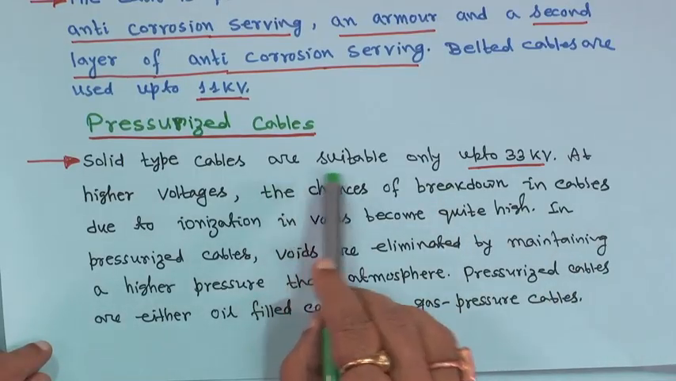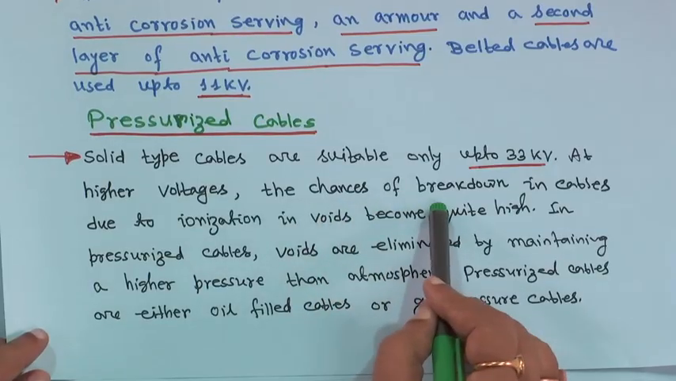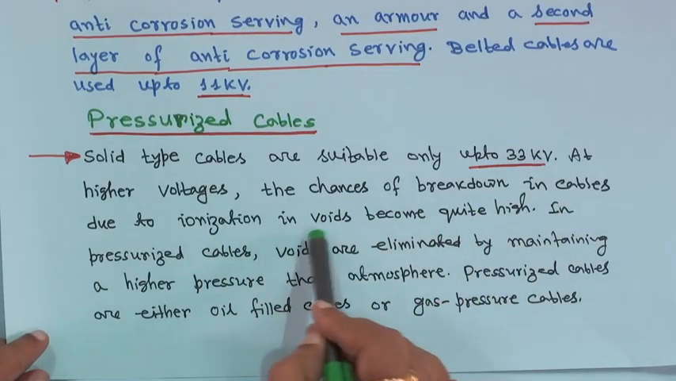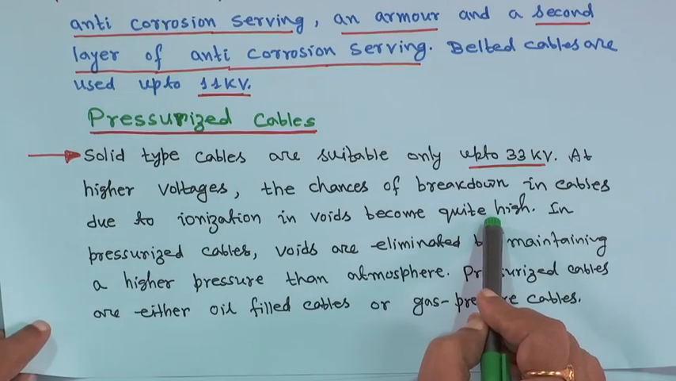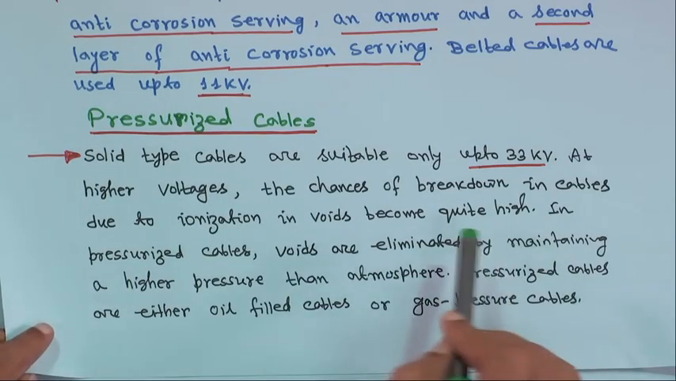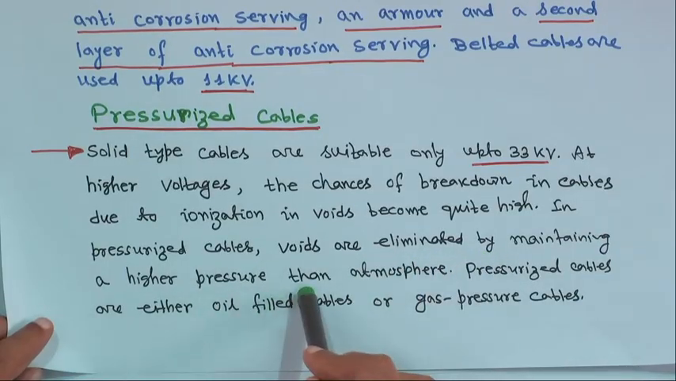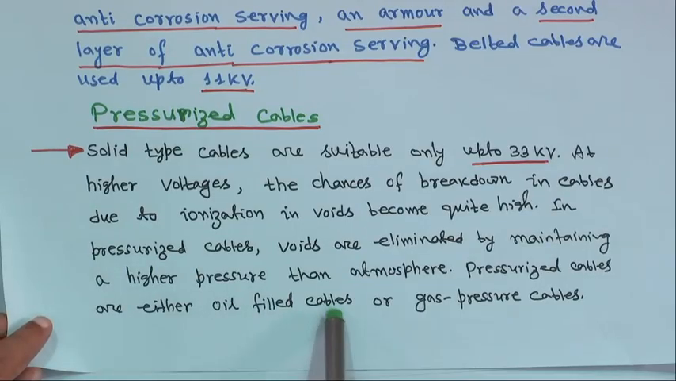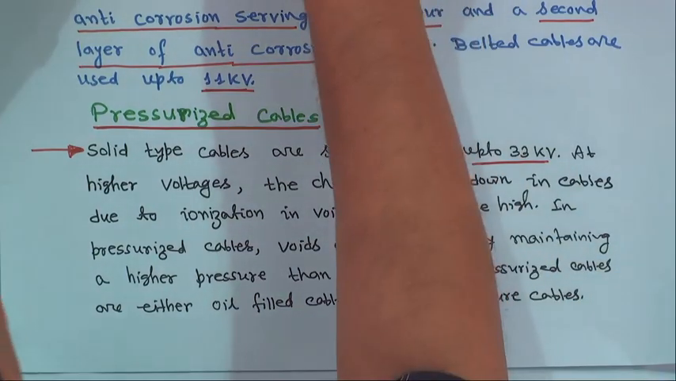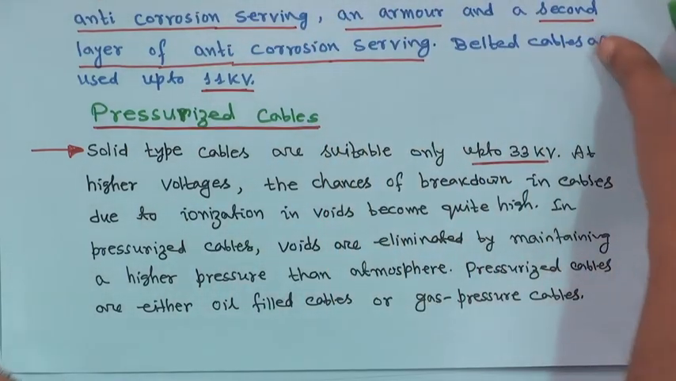Solid type cables are suitable only up to 33 kV. At higher voltages, the chances of breakdown in cables due to ionization in voids become quite high, right. There is a possibility of breakdown due to ionization in voids. In pressurized cables, voids are eliminated by maintaining a higher pressure than atmosphere, right. So pressurized cables are either oil filled cables or gas pressure cables, particularly for high voltages, but advantages and disadvantages are also there.